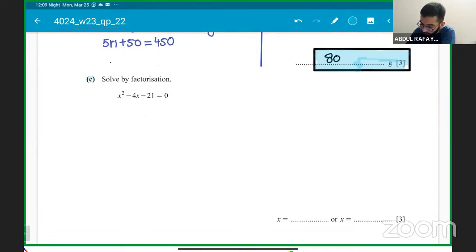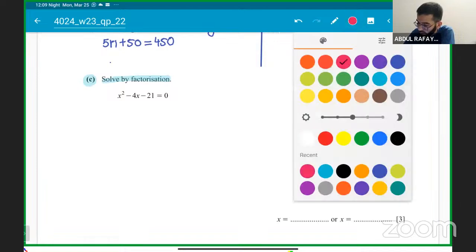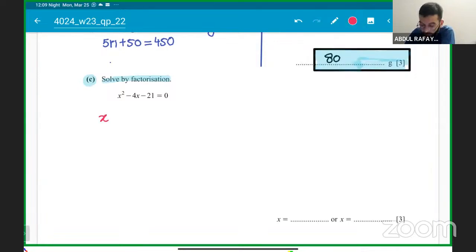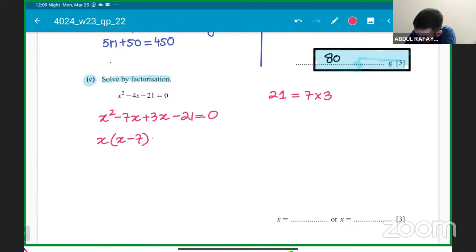Then simple part C is basically where we have to solve by factorization. Factorization is all about middle term breaking. x square minus 4x minus 21. The factors of 21 are 7 and 3, so 7 times 3 is 21. So it will be x square minus 7x plus 3x minus 21 is equal to 0. So it will be x common, x minus 7, plus 3 common, x minus 7, is equal to 0.